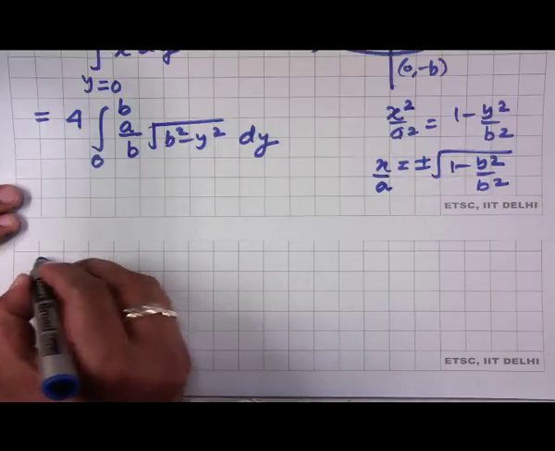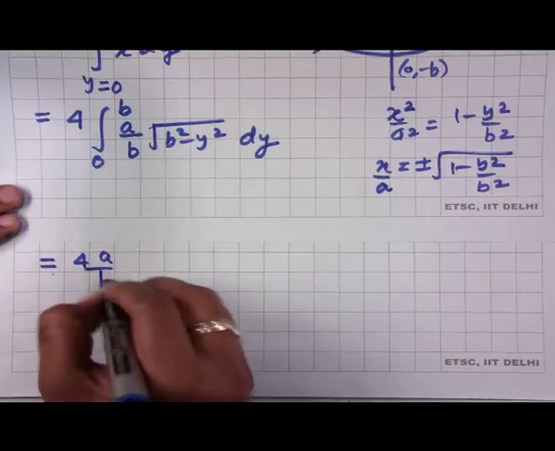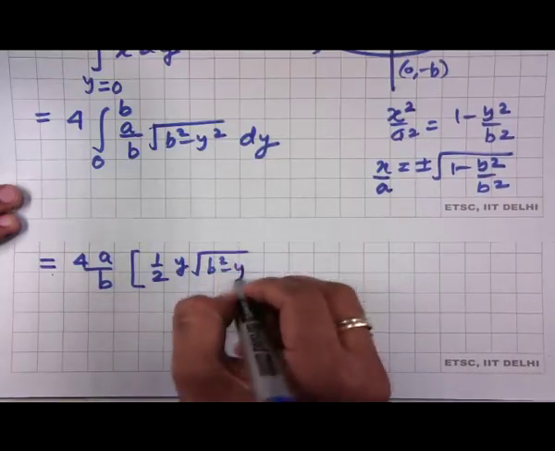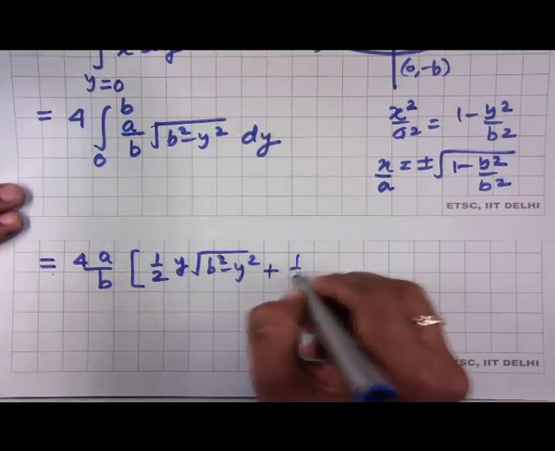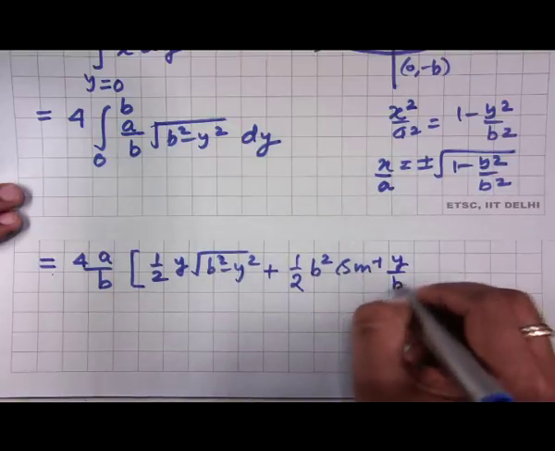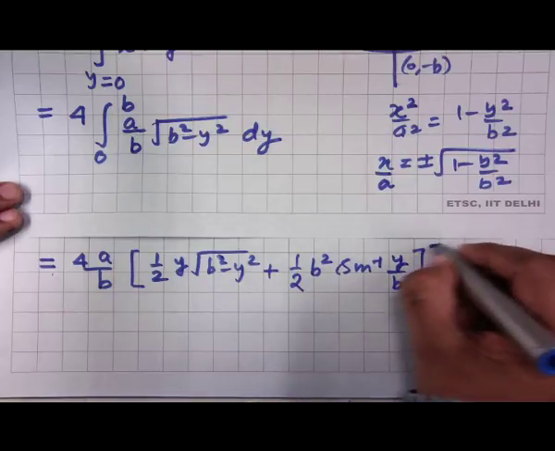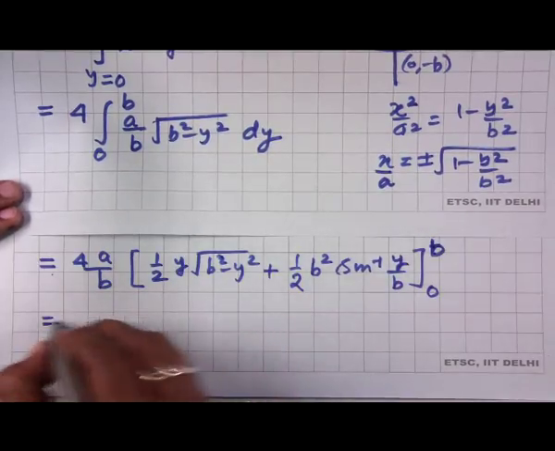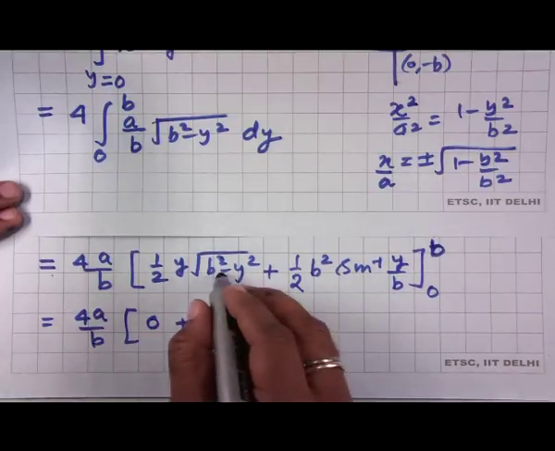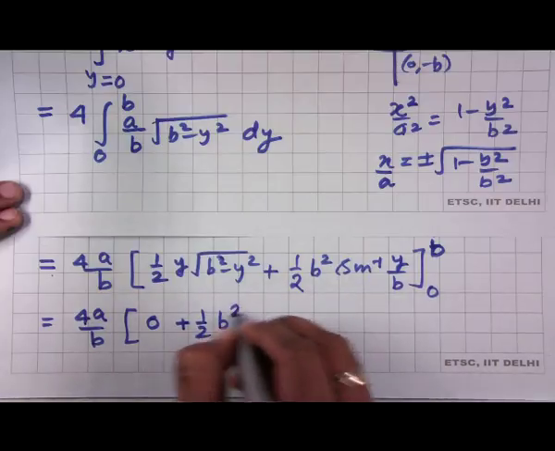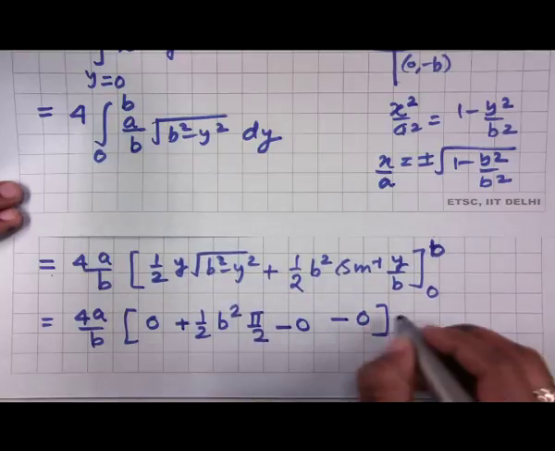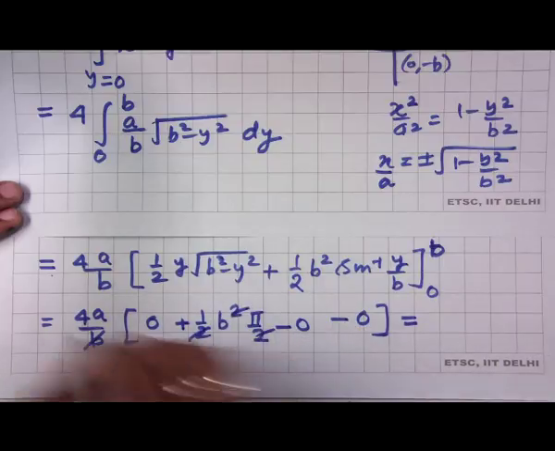So value of this integral is 4 a by b [1 by 2 y under root b square minus y square plus 1 by 2 b square sin inverse y by b] from 0 to b. So you get 0 plus, at b it is 0, then at b it is 1 by 2 b square pi by 2 minus 0, then again it is 0. So you get pi ab.